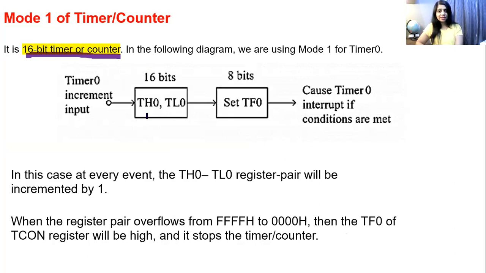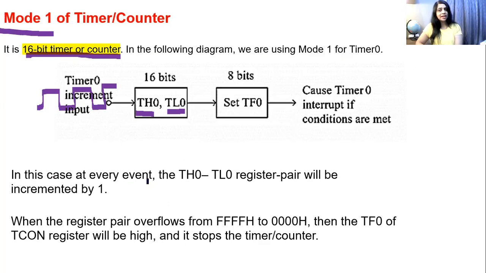Now here we are considering timer 0 again. So here all 16 bits are used. We are using all 8 bits of TL0 and all 8 bits of TH0 if we are using timer 0. And if we use timer 1, then it will be TL1 and TH1. So here again we will apply the clock pulse. In the following diagram, we are using mode 1 for timer 0 because we are studying mode 1.